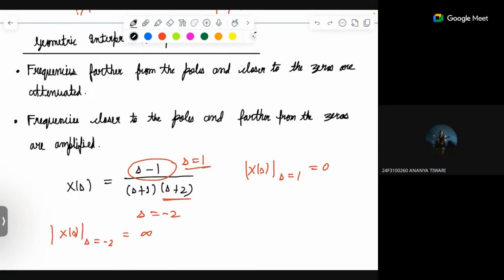So again, I will repeat these statements. Frequencies farther from the poles and closer to the zeros are attenuated. Frequencies closer to the poles and farther from the zeros are amplified. Is this clear? Yes, ma'am. Now the last topic, Bode plot. Then we can end the class.